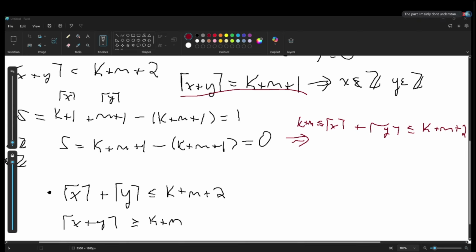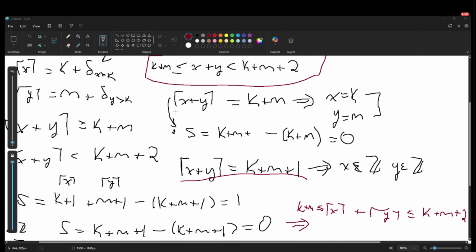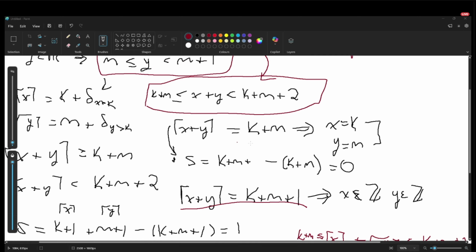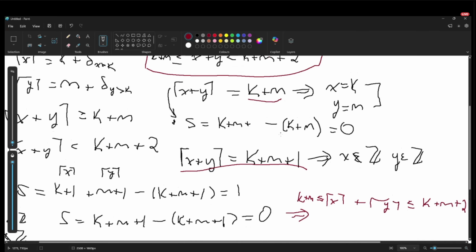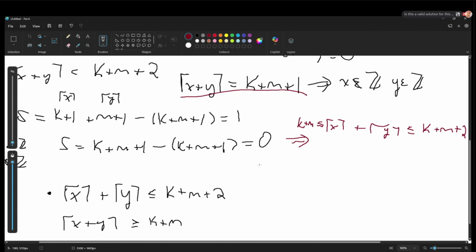Yeah, so you see how they handle the cases? They handle first the case where m is less than 0 and m is more than 0. Here it's similar, where we handle different cases. So we handle the case where the rounded version of x plus y is k plus m, and one where it's k plus m plus 1. And then you can go from there.